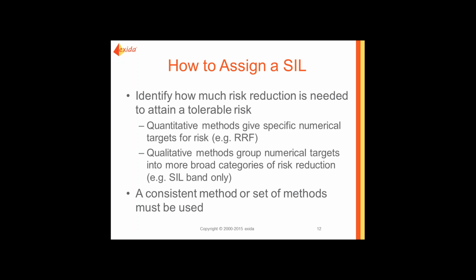And for those of you who might not know this, the SIL 1 band is a risk reduction factor of 10 to 99. The SIL 2 is between 100 and 999. And the SIL 3 is between 1,000 and 9,999. And SIL 4 is above, but from the process industries' point of view, we never consider anything higher than a SIL 3. And in some cases, a lot of companies don't even want SIL 3s. They would rather go back to the drawing board and try to achieve SIL 2s. But whichever method you use, it has to be consistent so that you can make sure you get the same results.